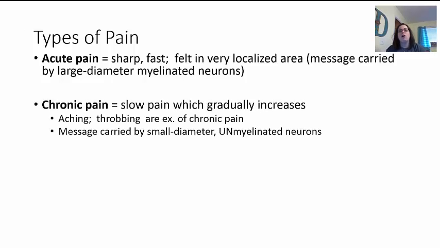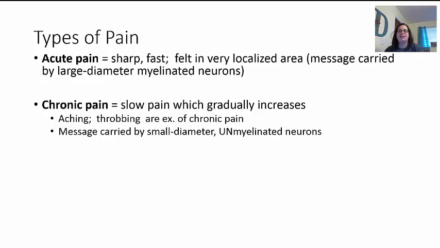On the other hand, there's what we call chronic pain. Chronic pain is a slower pain, and it will gradually increase over time. It starts a lot of times as an aching or throbbing. However, it can escalate into a more excruciating pain later with chronic pain. The message is carried on smaller diameter. So if acute pain was large diameter, these are going to be smaller diameter. They are also unmyelinated neurons. They don't have that myelination, so it takes it longer to get the message there. Okay, and so then when the next message comes through, that's why it's more of a gradual increase. Okay, it's not fast. It's not going to travel as quickly.